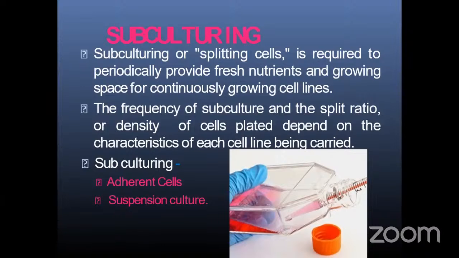Suppose it is almost 80, the term we use is called confluency. Confluency means the area of the flask, how much it is covered by the cells. Suppose first day it is 10% confluent. After 3-4 days, it will become 50% confluent. After 6 days, it will become 80 or 100% confluence. So before it reaches 100% confluency, I have to remove the cells.